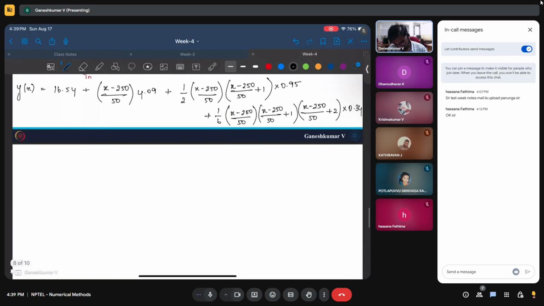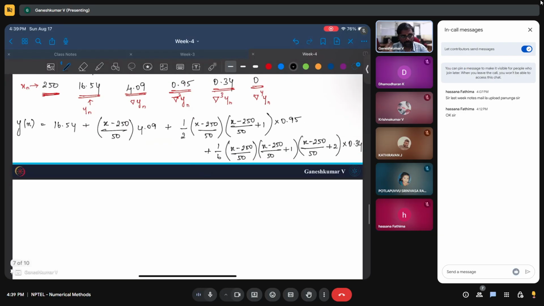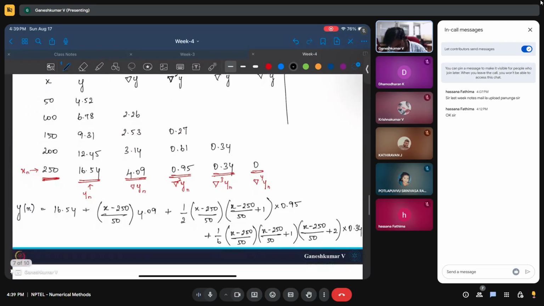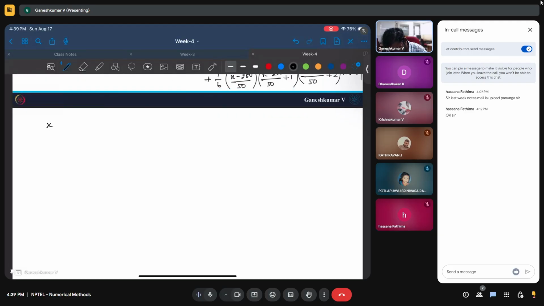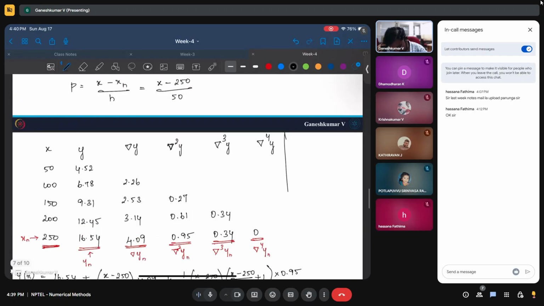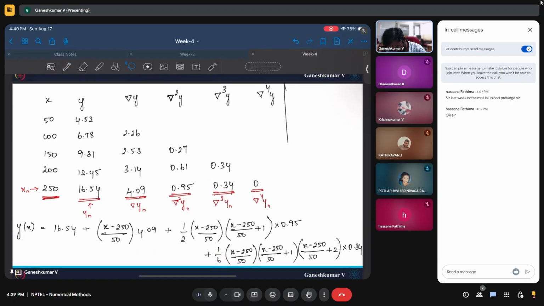All right. So now you can simplify this, express it in terms of x power, x cube, x square, and things like that. You can also do one more thing. Let me show you that. In order to simplify this whole expression, you can write a transformed variable x dash. x dash is nothing but x minus 250 by 50. If you write it like this, what happens? Your table becomes simple.